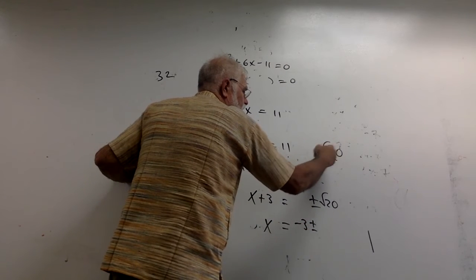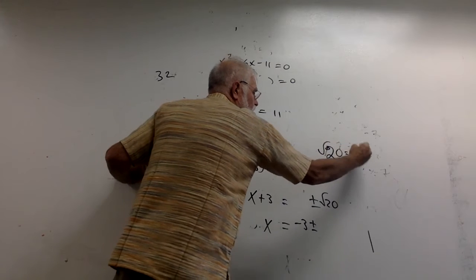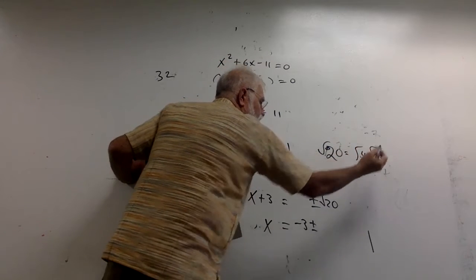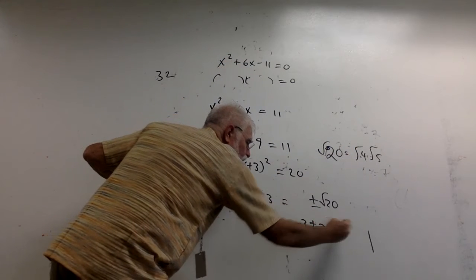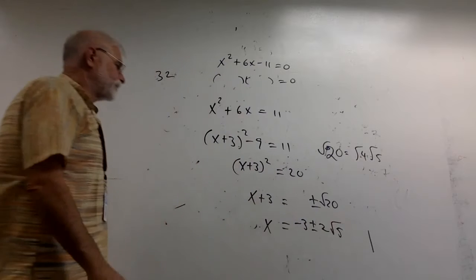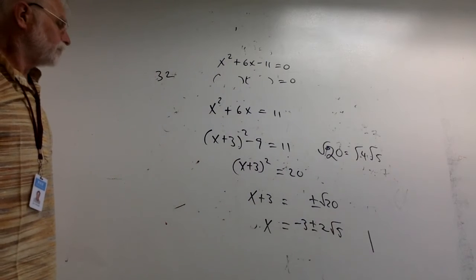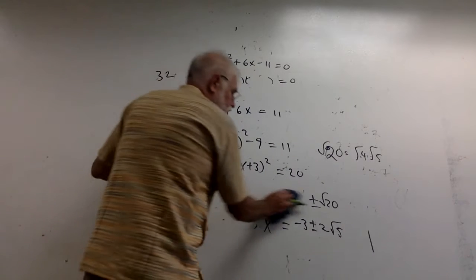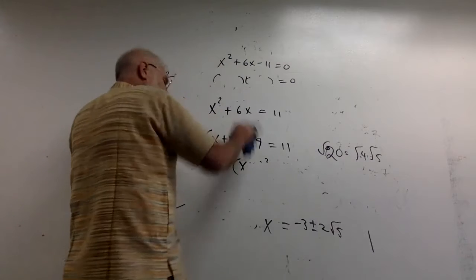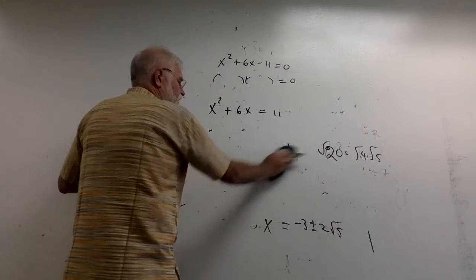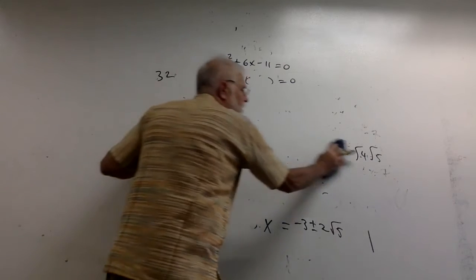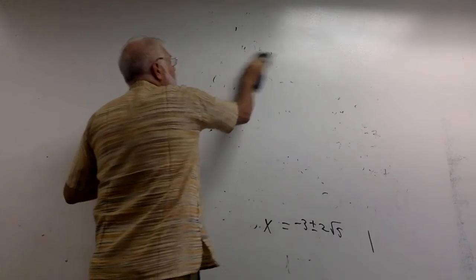Oh, I can't even write. Square root of 20 is equal to the square root of 4 times the square root of 5. Probably should write -3 plus or minus 2 square root of 5. Yep, that looks good. And we have been learning to go backwards, by the way. I think I gave that to you in another place on the test. All right, so that's that one.